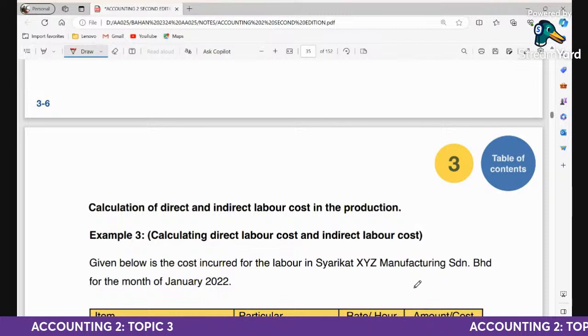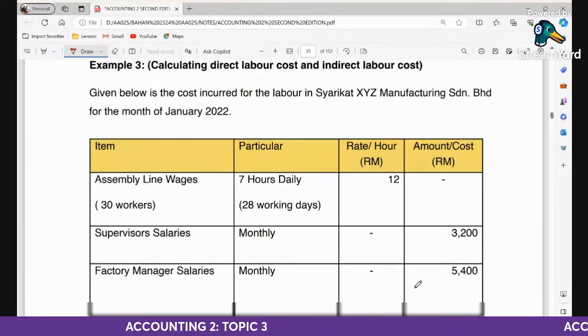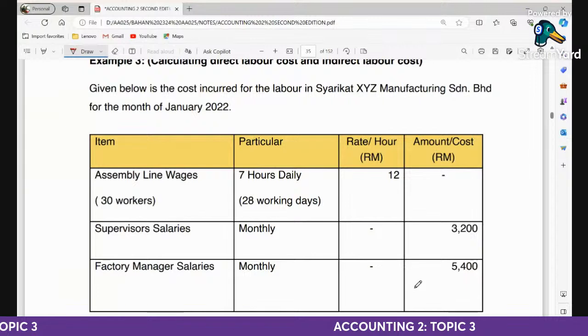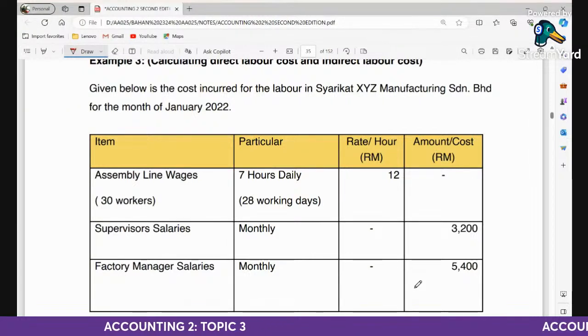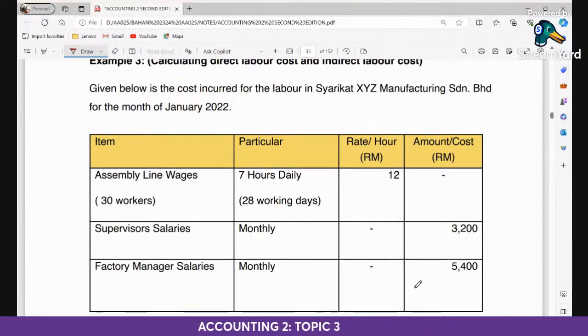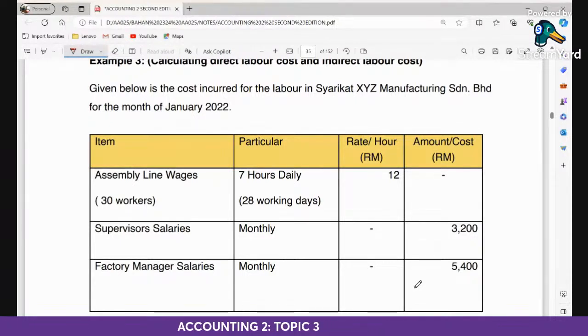How do I calculate the direct and indirect labor costs in the production? Okay, so kita tengok contoh yang dia bagi dalam example 3. As you can see here, these are the labor costs for syarikat XYZ Manufacturing Sendirian Berhad. Kalau you nampak dekat sini, you have 3 types of workers. One is assembly line wages, you ada 30 pekerja dekat situ. And then you have your supervisor salaries and also your factory managers salaries.